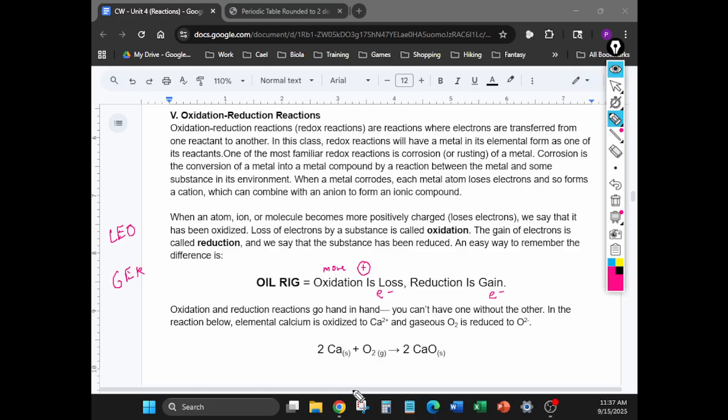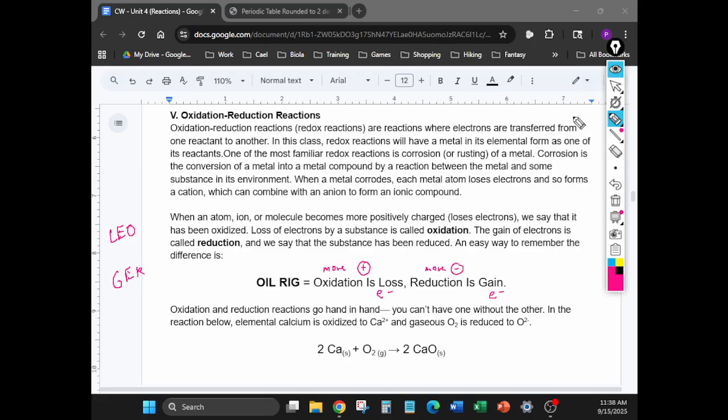Okay? So when you guys finish this class and you leave me, you will be oxidized because you are losing this negative influence in your life. Okay? But reduction is gain. It's when you're gaining electrons. If you gain more negativity in your life, it's like when you came into this class, right? You gained Mr. O's influence in your life. You became super negative, so you got reduced. So that means you are becoming more negative.